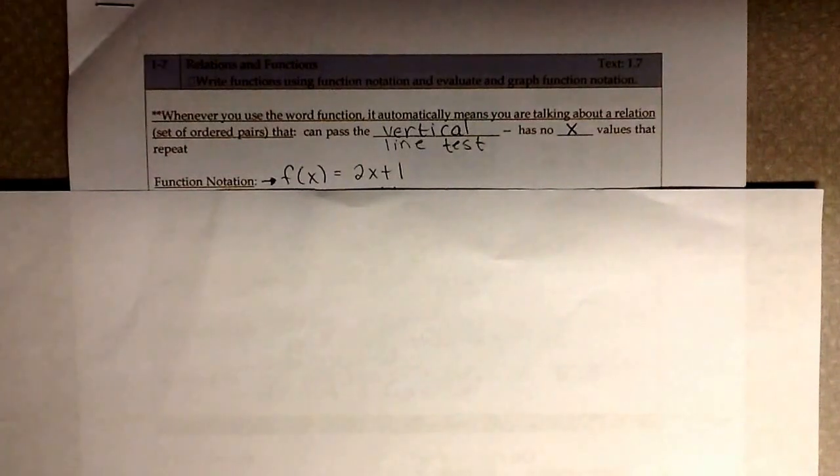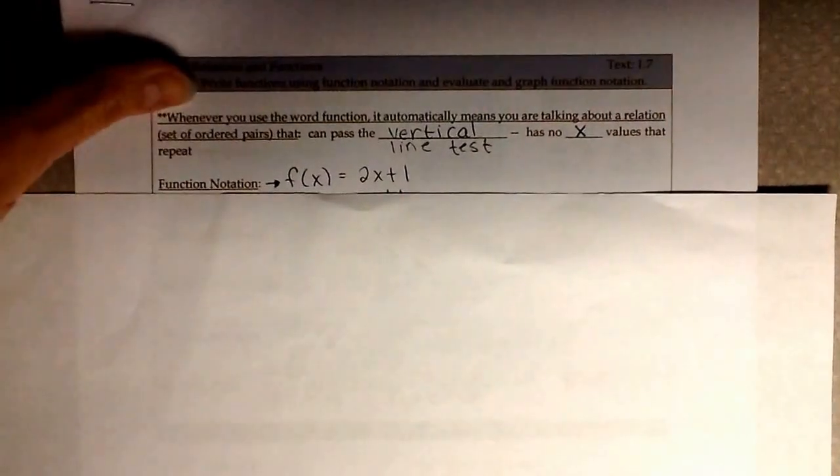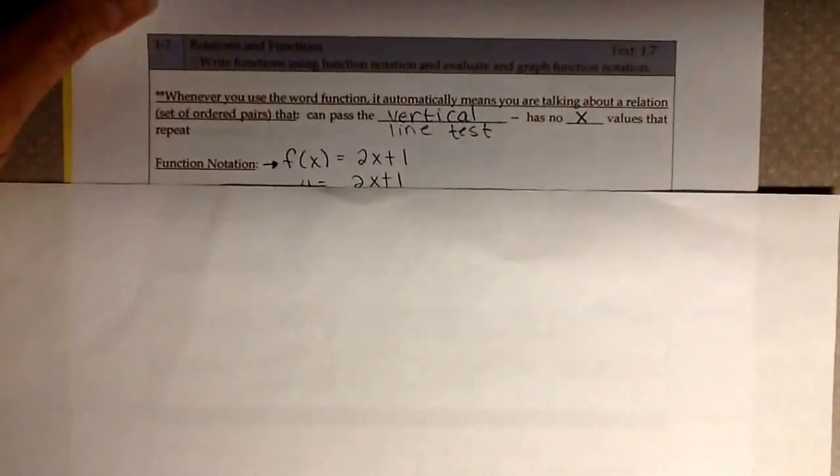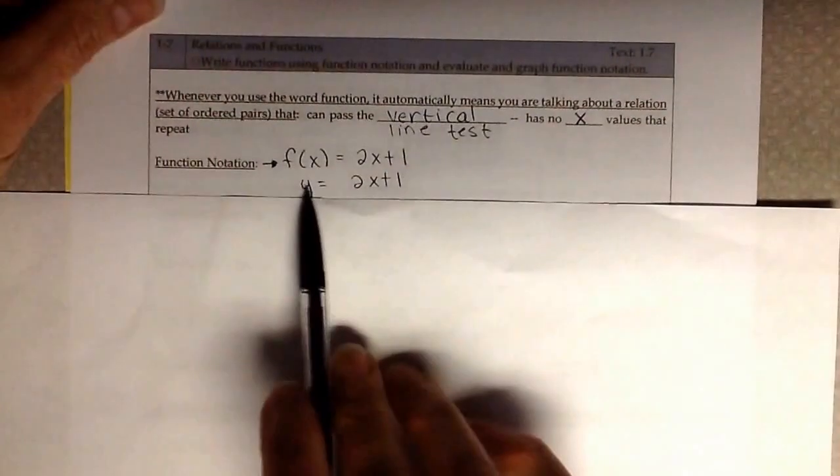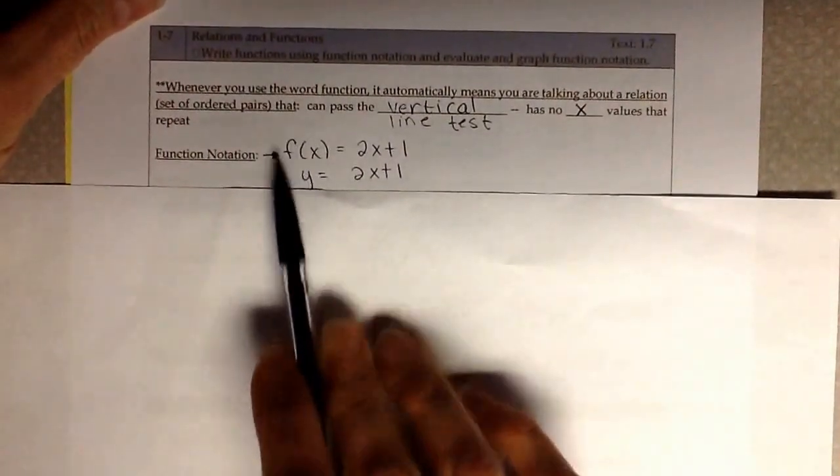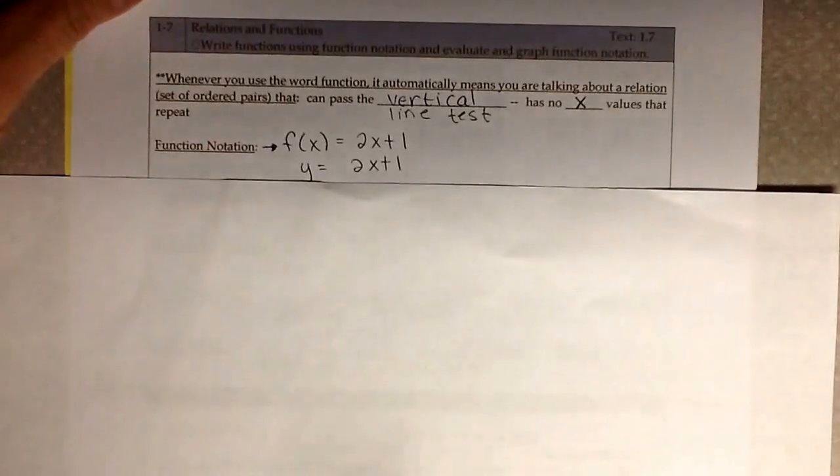So that means it has no x values that repeat. This is an example of function notation. Now you may have seen that before in Algebra 1. Quite often you'll see this first. This is not function notation. Function notation has f of x or g of x.